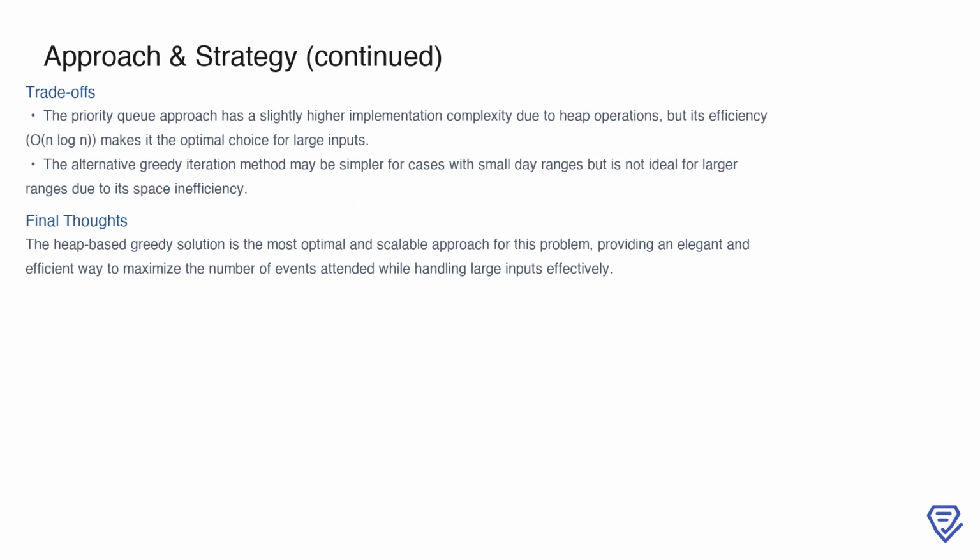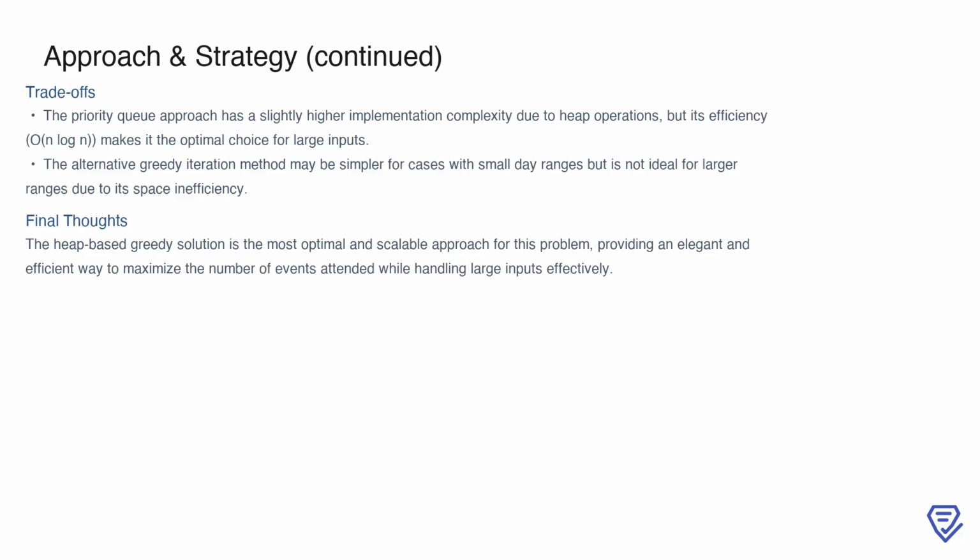Every approach has its trade-offs, and the priority queue method is no exception. While it offers optimal efficiency with a time complexity of O(n log n), its implementation is slightly more complex due to the use of heap operations. However, this trade-off is justified by its superior performance on large inputs. On the other hand, the alternative greedy iteration method may be easier to implement for smaller ranges of days, but its space inefficiency makes it less ideal for larger scenarios.